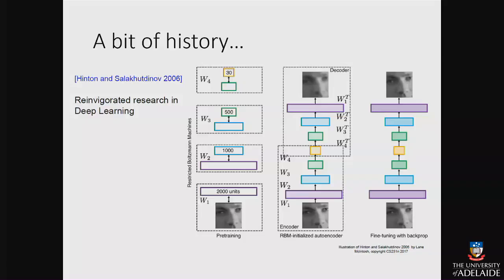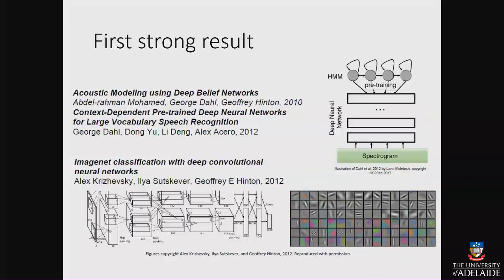Actually, they used this network to do the face classification, and LeCun et al. actually used a neural network to do the character recognition, which is the first strong result. So basically, in 2012, they produced the first strong results on the image classification task by using deep convolutional neural networks.